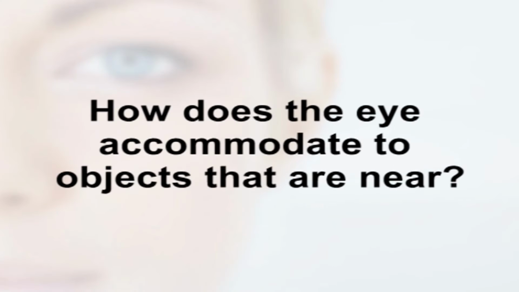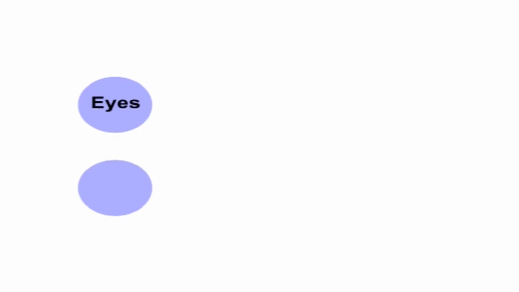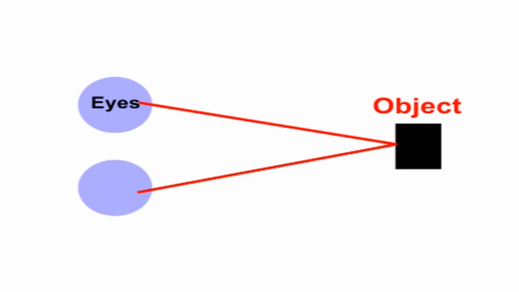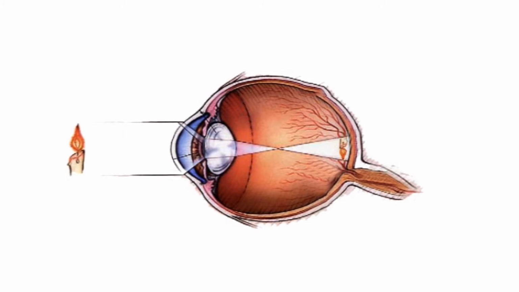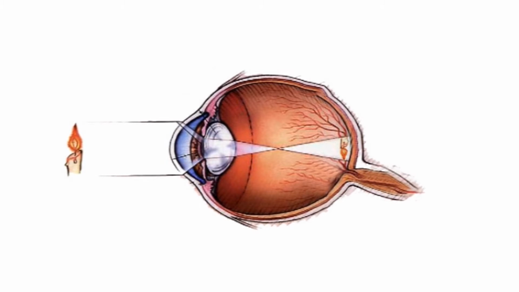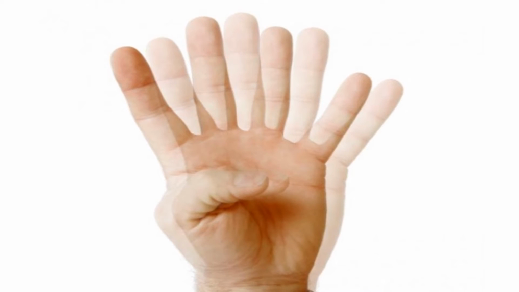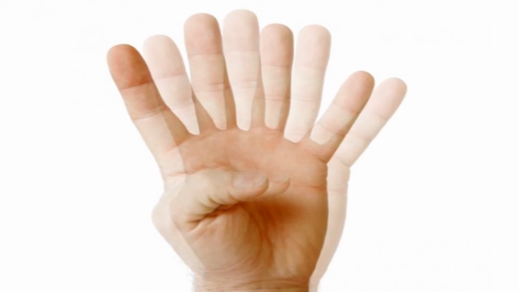So how does the eye accommodate to objects that are near? First, as the object approaches, both the eyes track it in a process called convergence. Convergence of the eye keeps the image of the object of interest centered on the fovea, which is the part of the retina with highest sensitivity. If the eyes do not converge appropriately, double vision occurs.